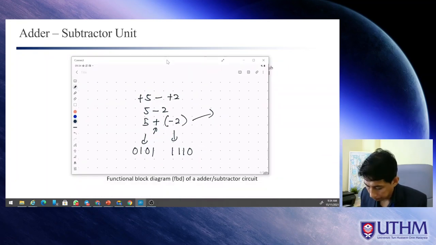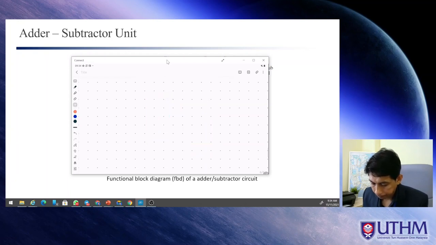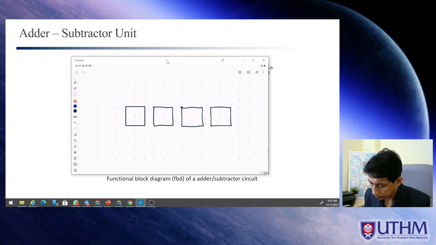But let's look at how we implement this in hardware. Okay. So let's look at this. If we have our adder, just now we have the adder, the full adder, the 4-bit full adder.